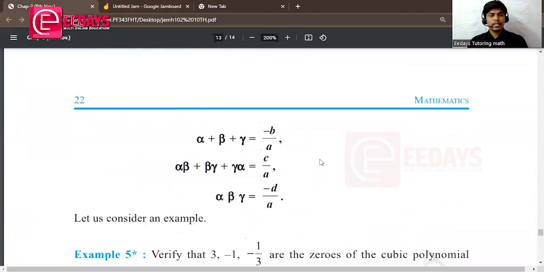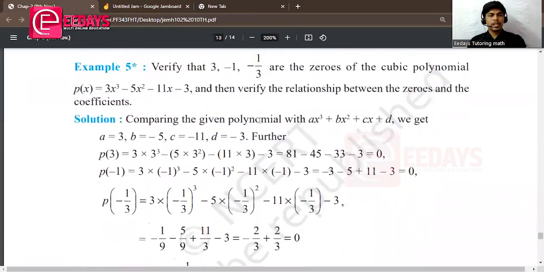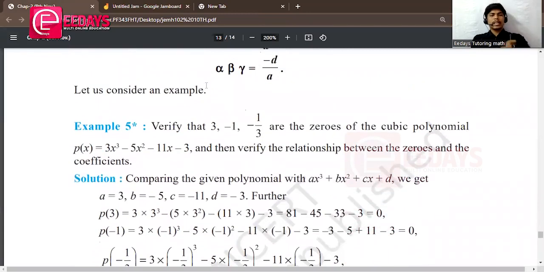Yeah, that's it, guys. The same example what we did in the previous example for quadratic polynomial. So we have to verify both the relation between zeros and coefficients. How to verify? Let's read the question properly. Verify 3, minus 1, 1 by 3 are the zeros of the cubic polynomial, and verify the relation. Already they have given the zeros. What are the zeros they have given?